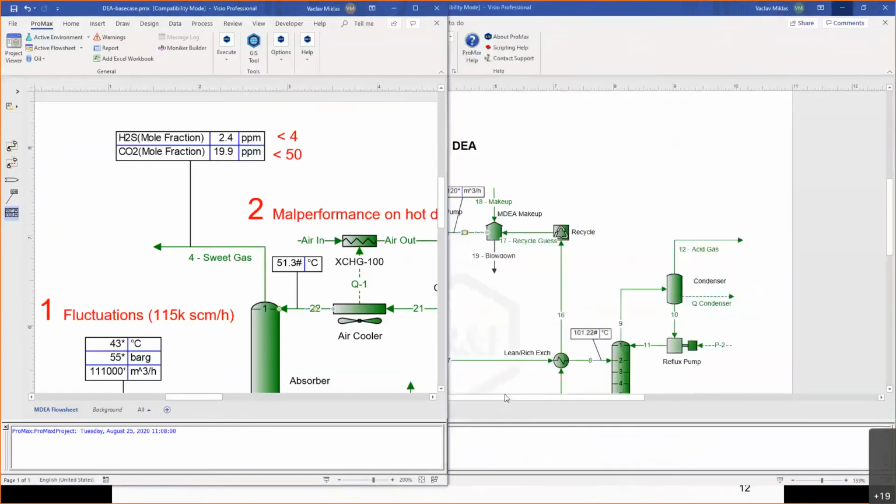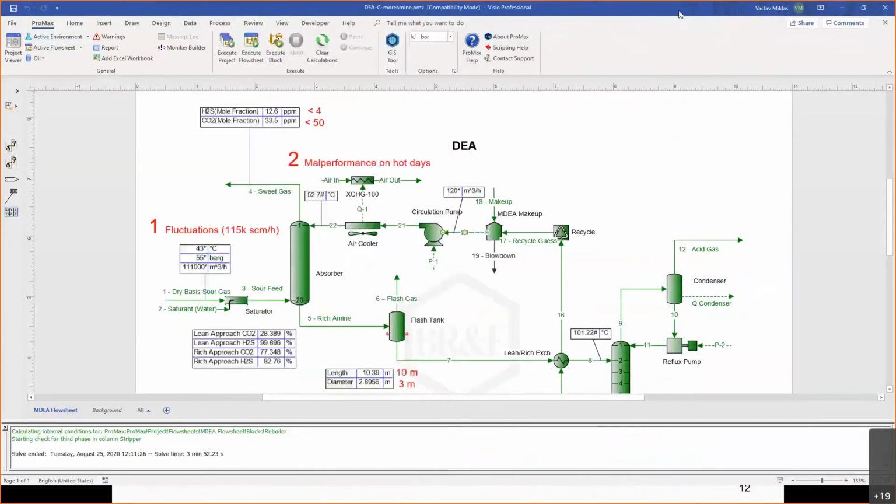Now let's take a look at the last case, which is the higher circulation rate.